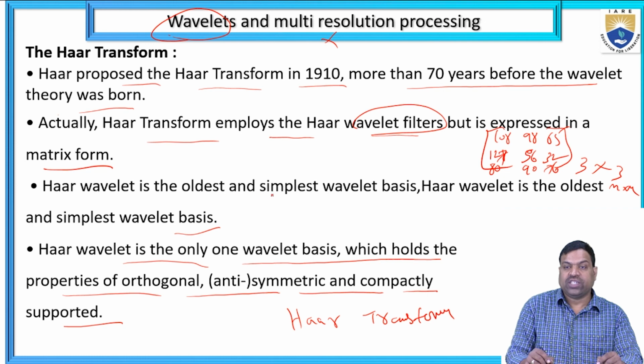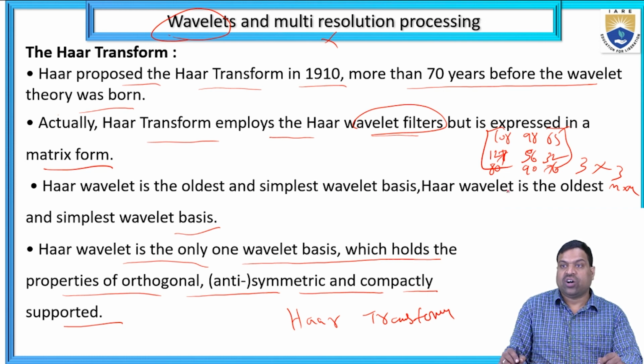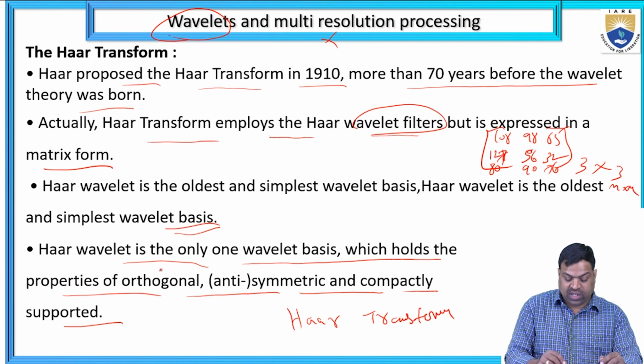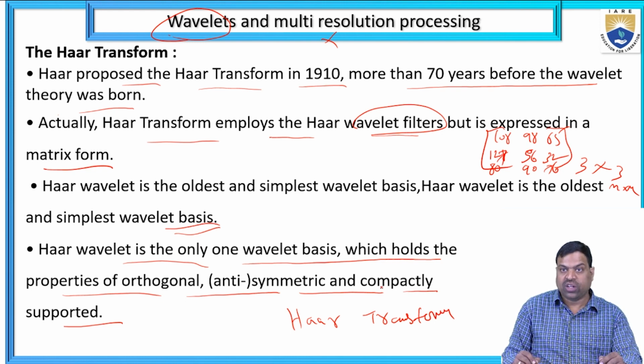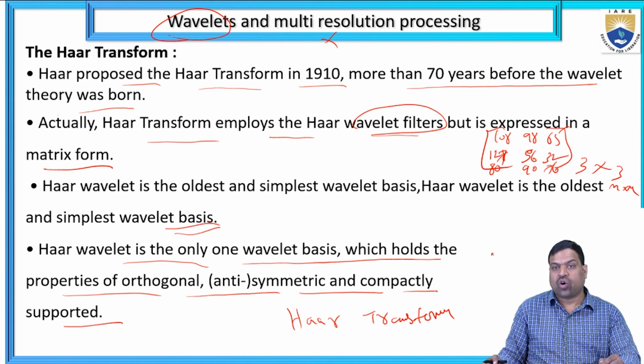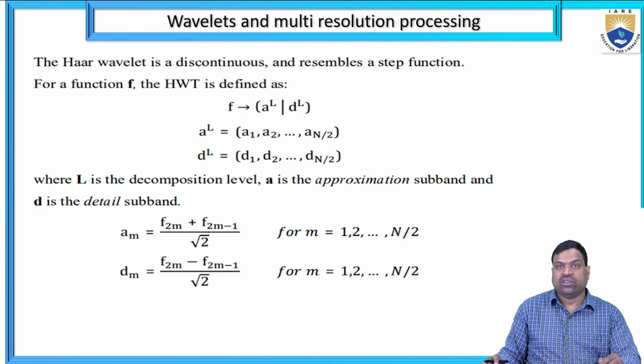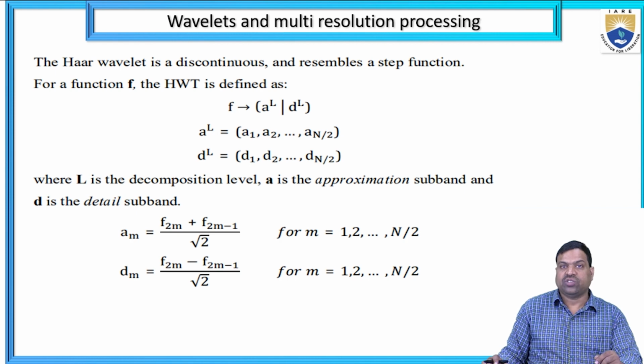Haar wavelet is the oldest and simplest wavelet basis. It is the only wavelet basis which holds the properties of orthogonal, antisymmetric, and compactly supported. When we go into the Haar wavelet, it is a discontinuous function, not a continuous one, and it resembles a step function.